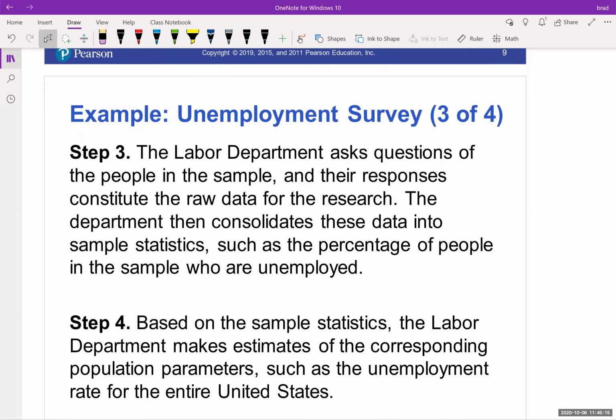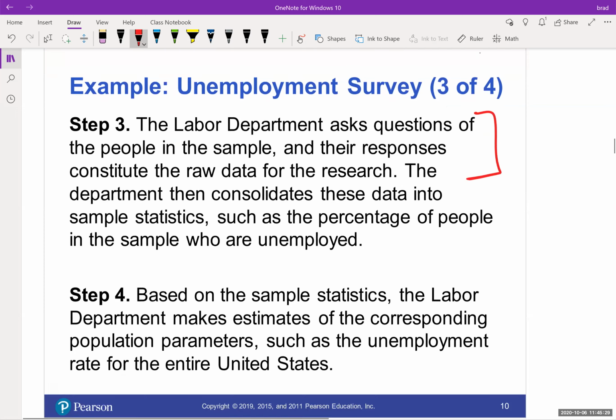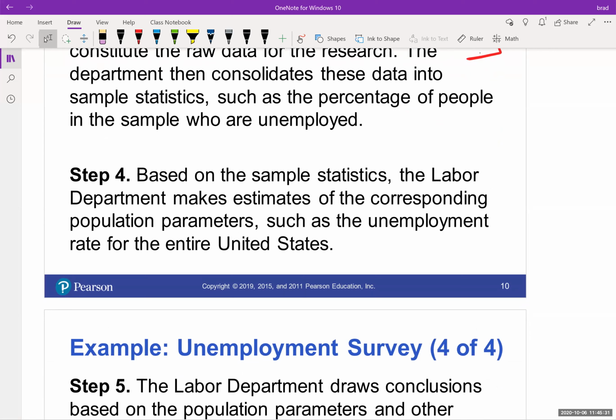Okay. But the only thing is they don't tell us what questions they're asking them. But we know it has to do with if they're employed, unemployed, or seeking work. There's a lot of data they could gather. And then they try to identify something that they want to talk about. So it says, based on the sample statistic, the Labor Department makes estimates of the corresponding population parameters, such as the unemployment rate for the entire United States. So what they're saying is from these 60,000 households, they then try to use that to talk about the unemployment percentage in the entire United States.